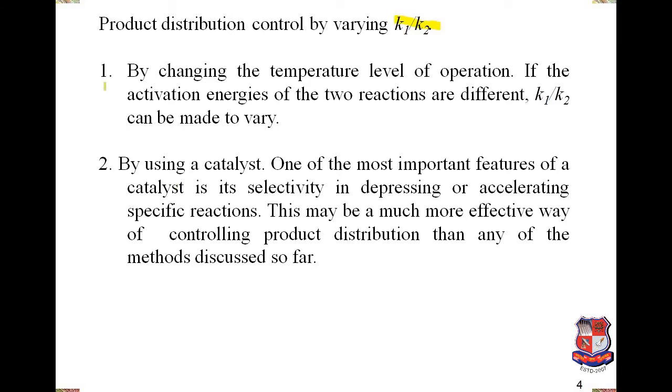So here what we want to say is that if we want to control K1 by K2, and K1 is higher, so that this ratio is more than 1, then in that situation we prefer a higher temperature, so that K1 will be faster and we can have more desired product formation compared to K2.